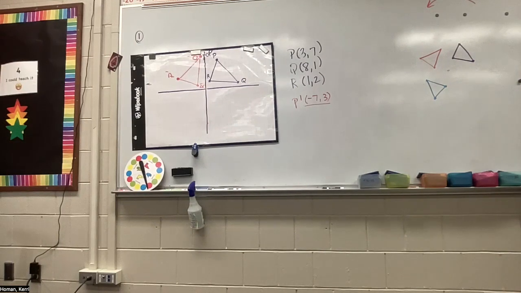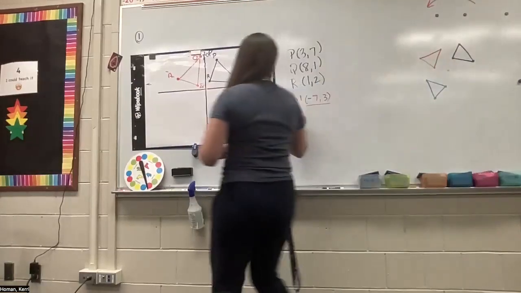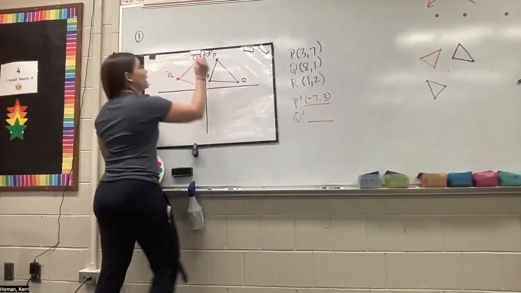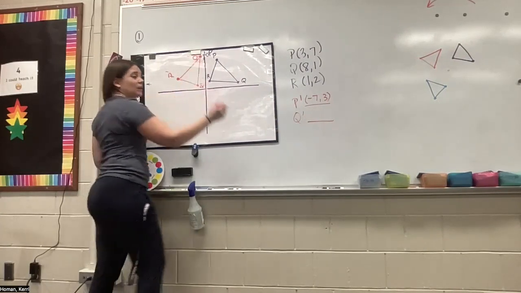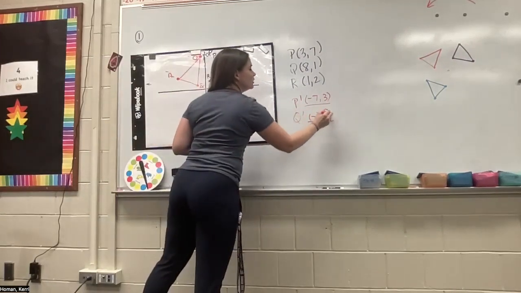Okay, let's talk about Q prime. Okay, this is our new Q right here. It looks like we have to go left 1, up 8 to get there. So that coordinate is -1, 8.